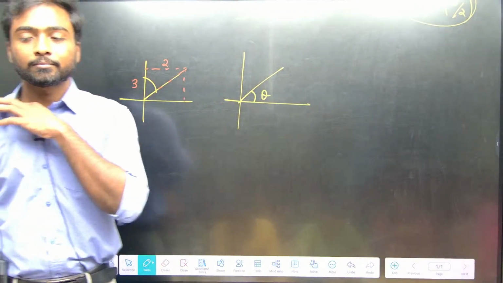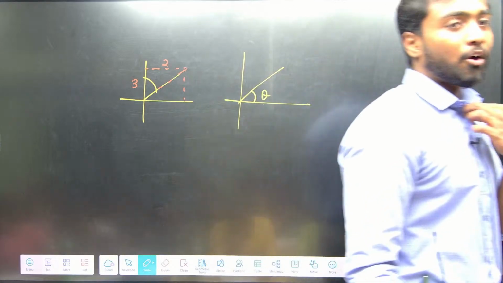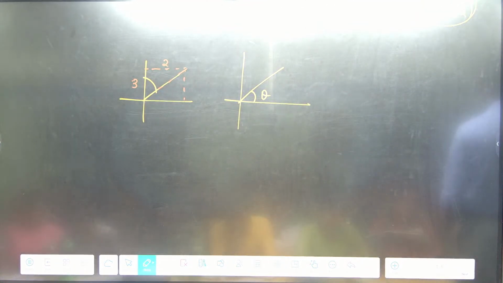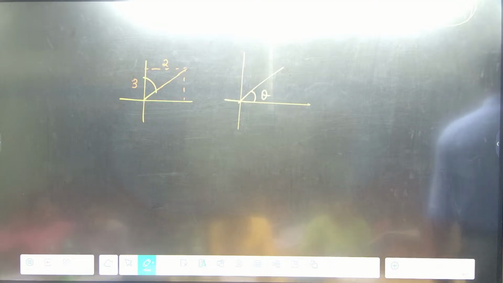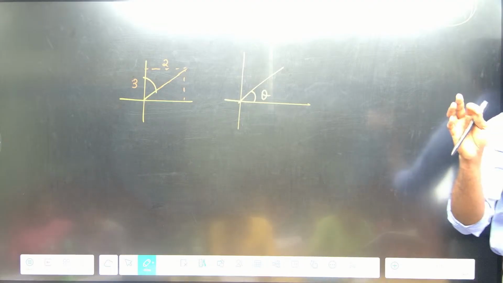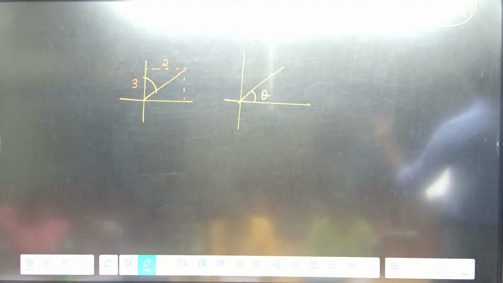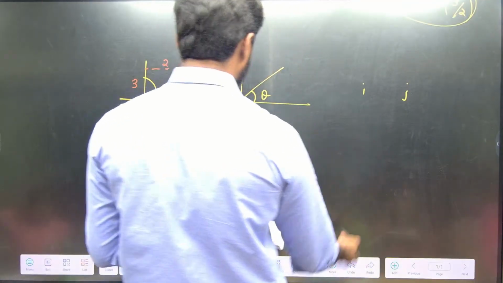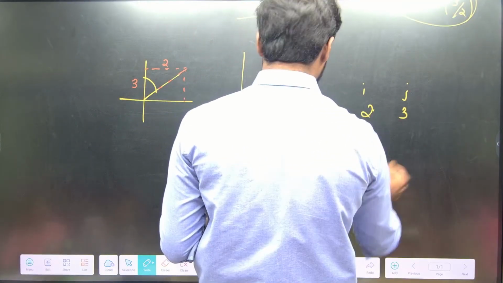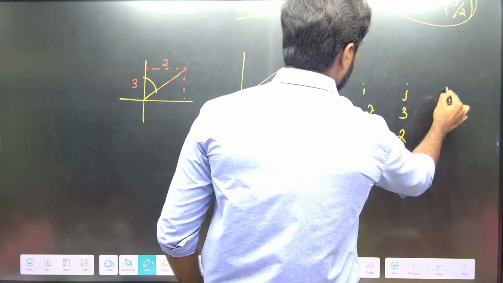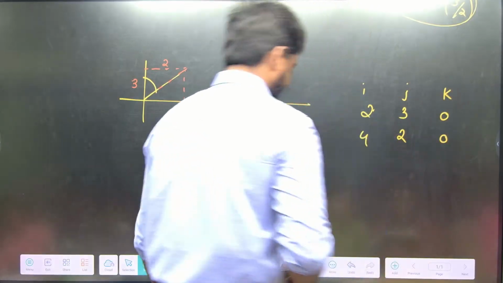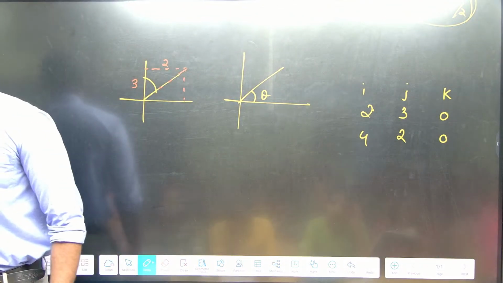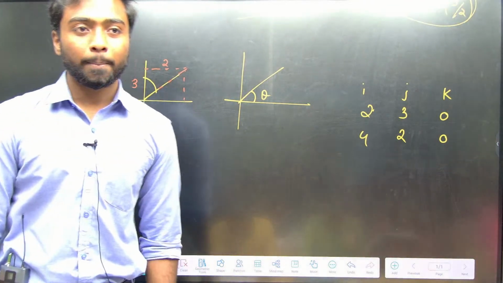First, instead of doing a dot product, do a cross product. First question: 2i cap plus 3j cap, and 4i cap plus 2j cap. So I will tell you a thing, i, j, k. What are the numbers? 2, 3, 4, 2. Take care, 0 and 0. K is not there, so I will take 0.